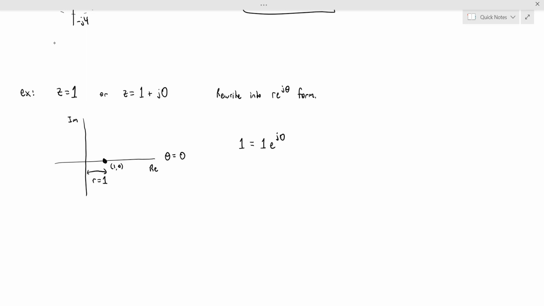And that's maybe not too surprising because you may remember that any number raised to a power of 0 is considered equal to 1. So e to the 0 is 1, and then 1 times 1 gives you 1. So this equation looks consistent, so it looks good. Another possible angle for this point is 2 pi. If you think about going around the circle once, you get an angle of 2 pi there. So you can also write the number 1 as 1 times e to the power j times 2 pi as well.